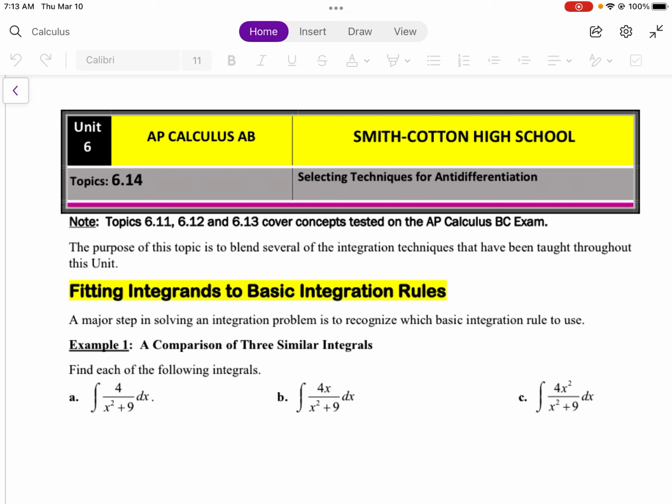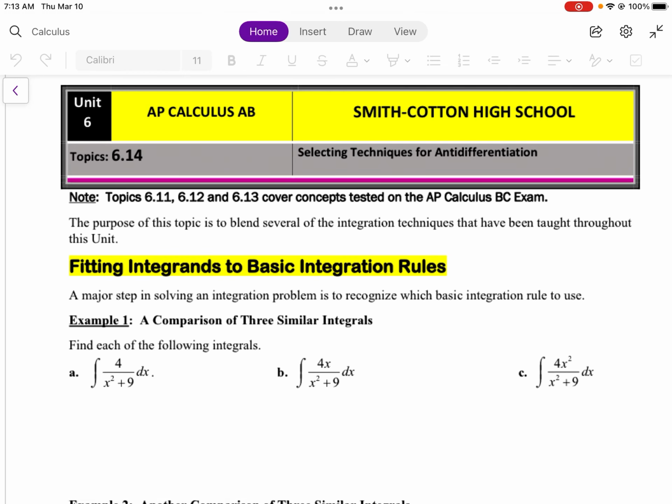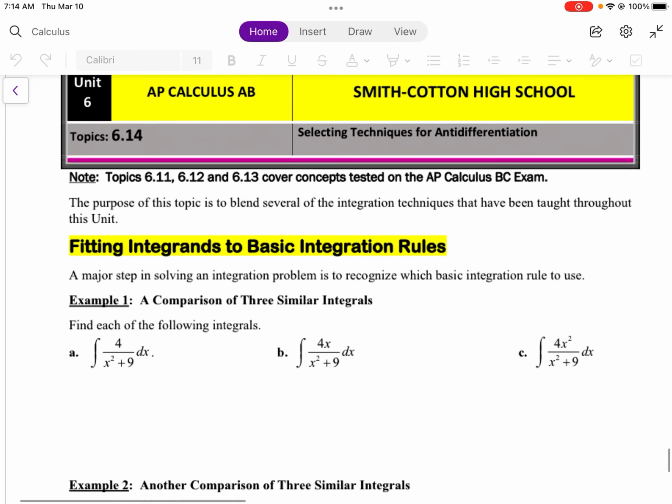All right, topic 614. It says topics 6, 11, 12, and 13 cover concepts tested in AP Calculus BC, so we don't cover those. But what this topic will do is go over all of our basic integration rules from this unit. So we're going to look at problems that look very similar, but yet we have to integrate them in different ways.